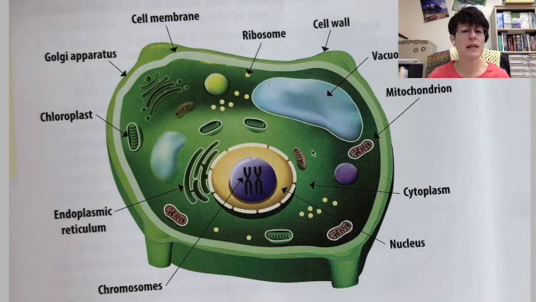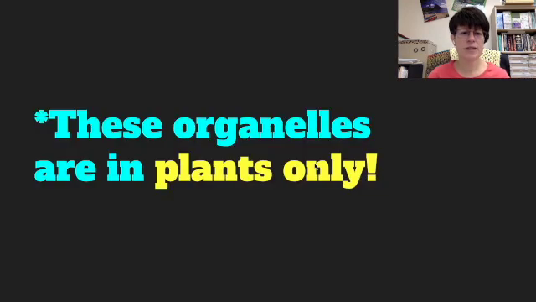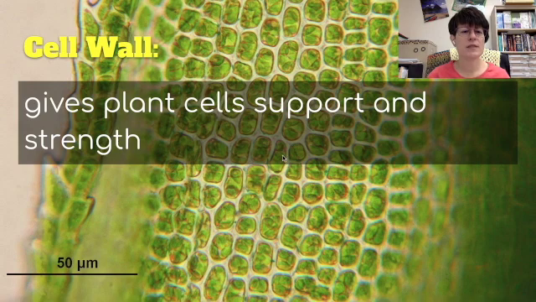You'll also notice that most of the organelles we've already talked about are in the plant cell, except there are a few organelles that only plants have. So let's talk about those ones now. One of them is the cell wall. This gives plants support and strength. So these kind of colorless structures in between the green, those are the cell walls.